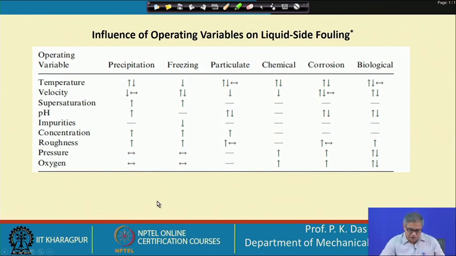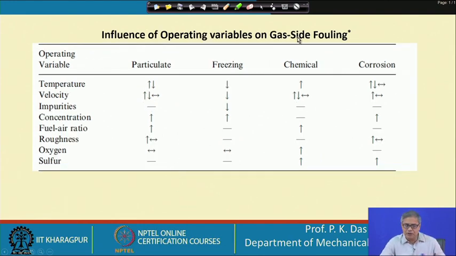This is just for information. Please go through it; it is informative, but there is nothing much to be explained here. From your common sense, you can correlate why a particular factor increases a particular type of fouling, so that you can even reason it out yourself.